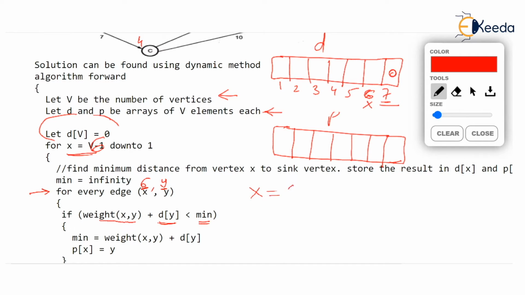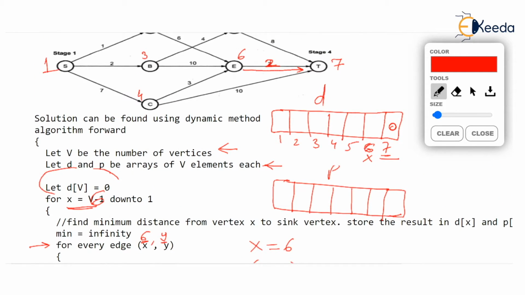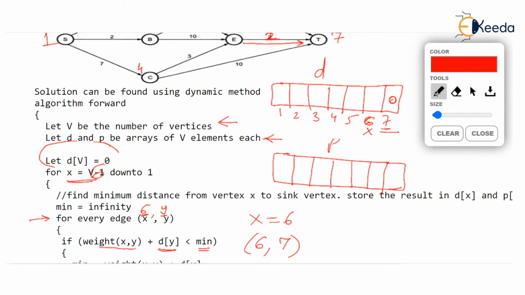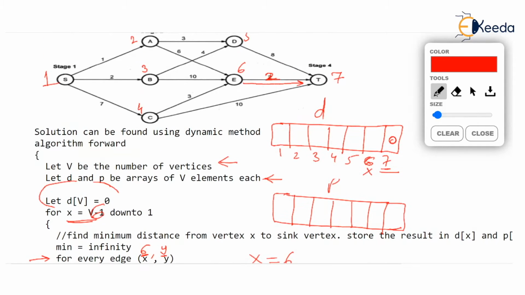Right now x is 6, correct? We have started our for loop for x equal to 6 down to 1. X is 6. Now let's take all the edges of the form 6 comma y, but there is only one edge, 6 comma 7. Observe, there is only one such edge in our graph which begins with 6 and ends at y. Y here is 7, correct or not? In short, take all the outgoing edges from vertex number 6, and there is only one outgoing edge. Observe the graph from vertex number 6.